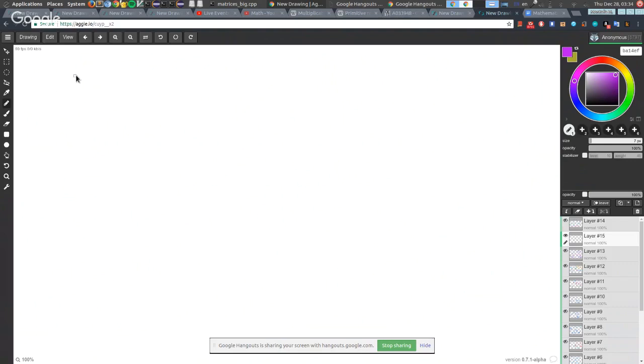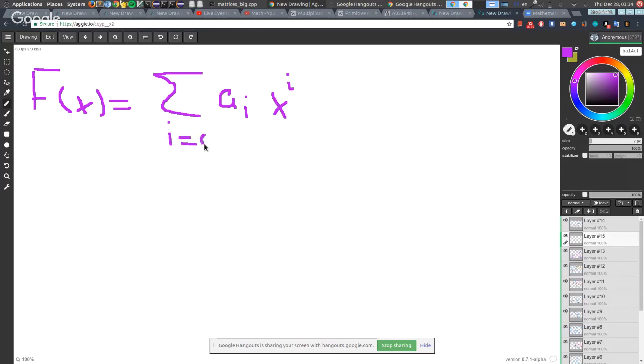So the generating functions include... we define some function as an analytic polynomial function. So we have a summation to infinity, to all powers of x, and each one has some coefficient a_i. And then we can play around with this and get different ways to solve for these coefficients.